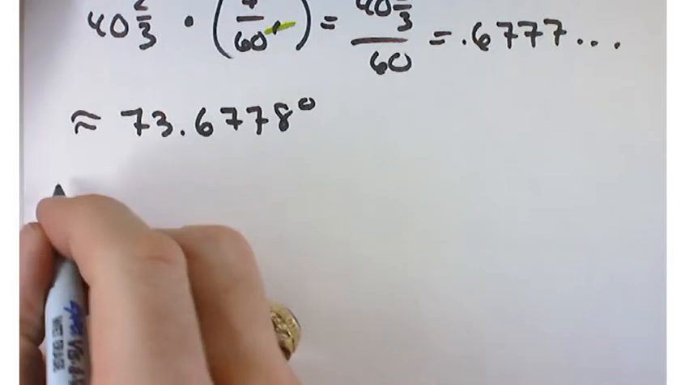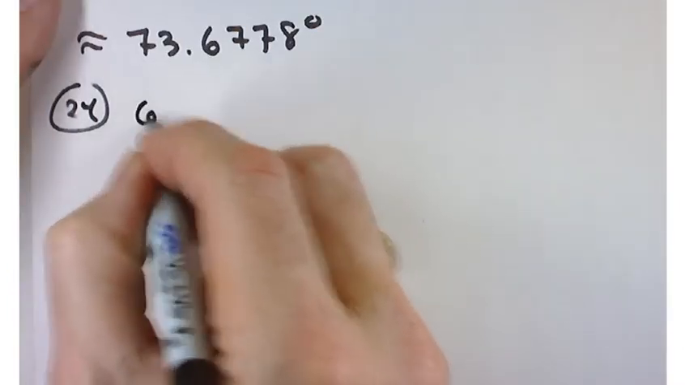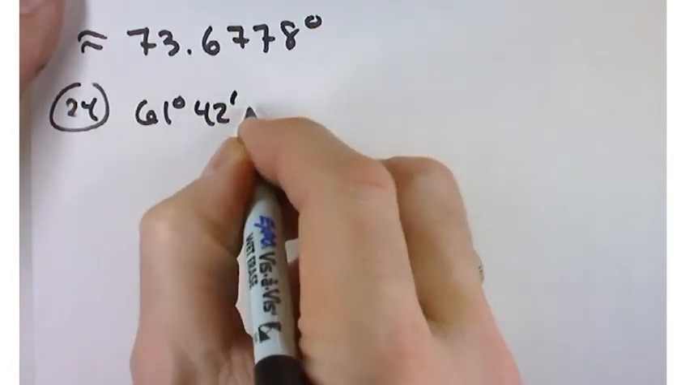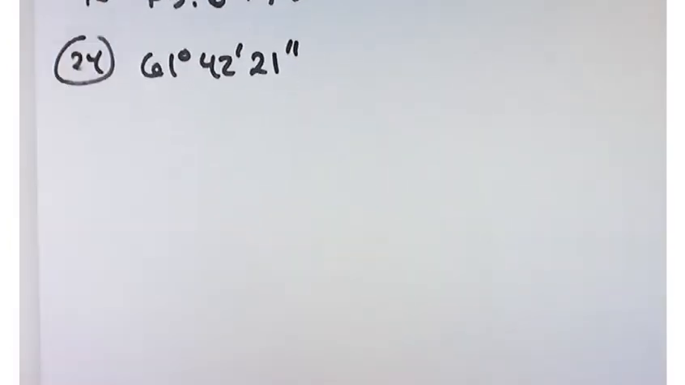It's problem number 24. 61 degrees, 42 minutes, and 21 seconds. So try converting that from degrees, minutes, and seconds to just degrees.